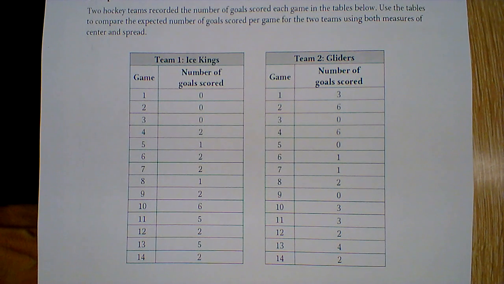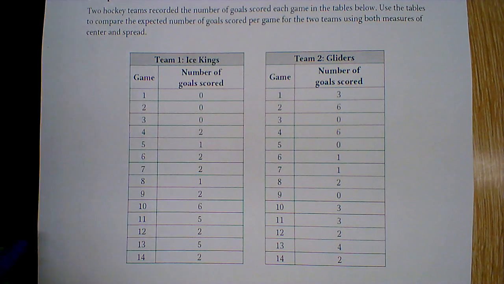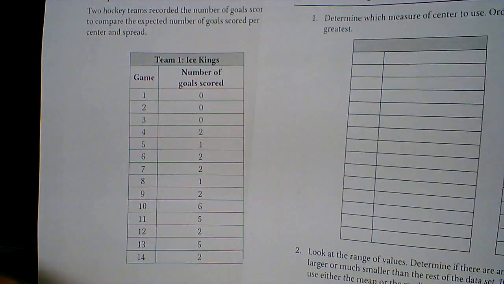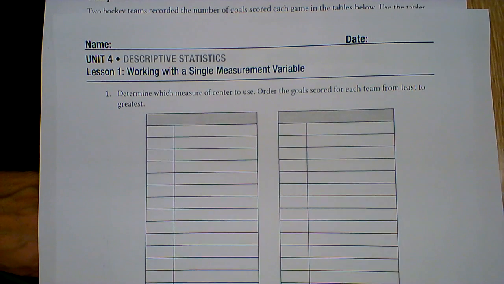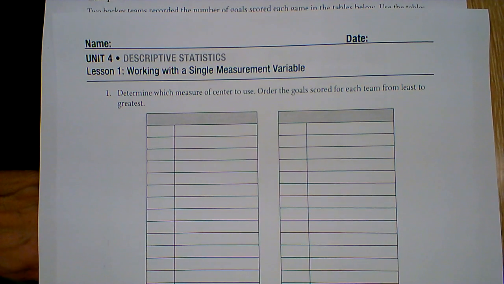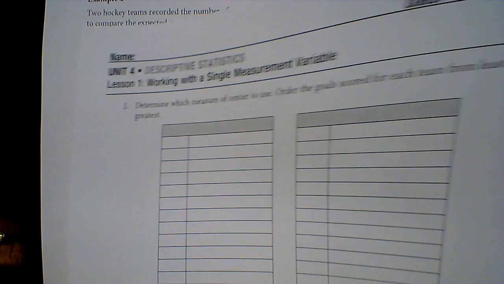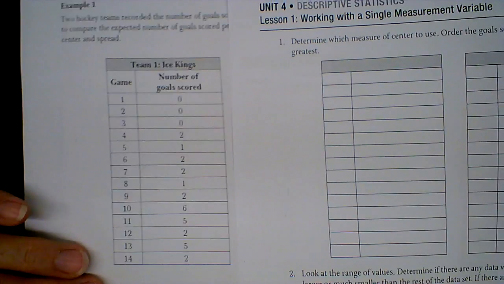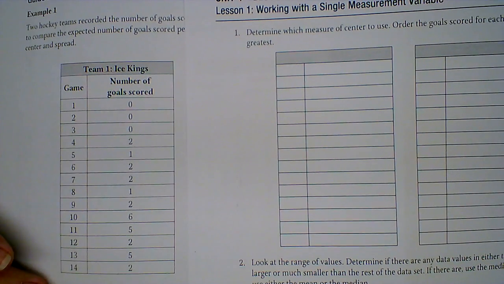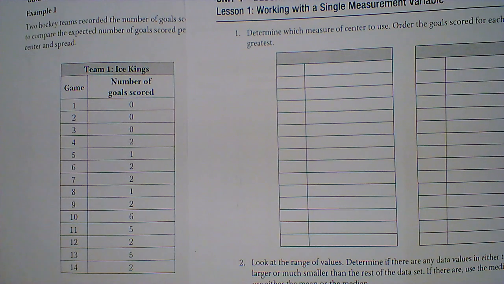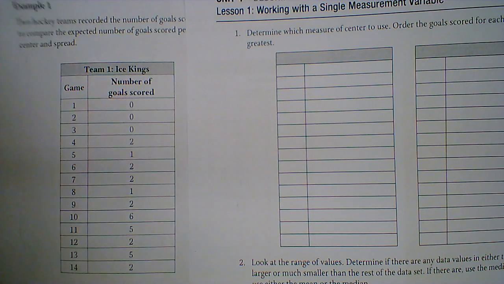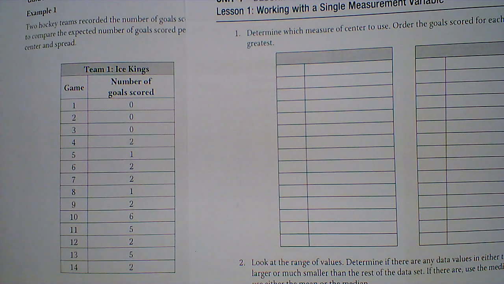So we've got the Ice Kings and the Gliders. So the first thing we need to do, if we look at page 22, is determine which measure of center to use. Order the goals scored for each team from least to greatest. So I'm going to work first with the Ice Kings. And the data for the Ice Kings looks like this.